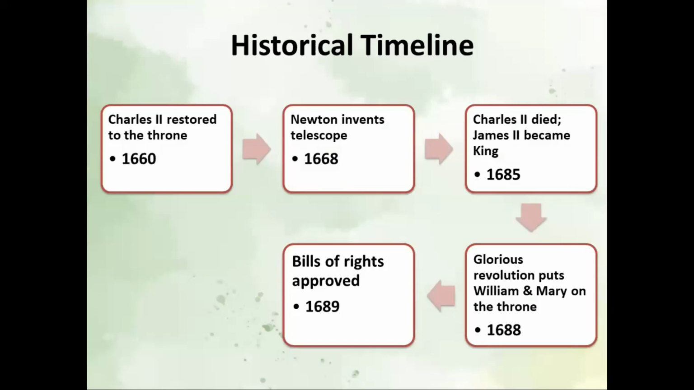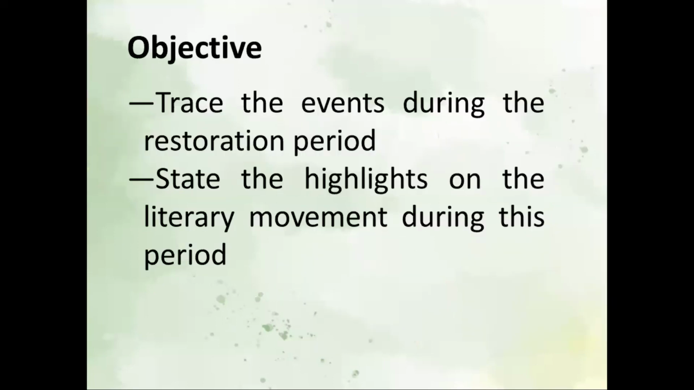Before we dig in, let's take a look at the historical timeline of this period. So it started in 1660, but these are just a glimpse of some of the important events that happened during this period. Okay, so our objective for this session is to trace the events during the Restoration period and state the highlights on the literary movement during this period.